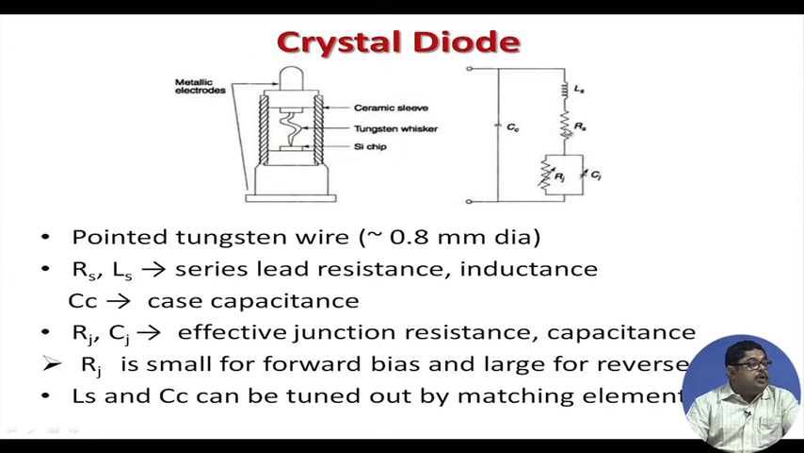Now, in the diode circuit, along with the diode there are leads, etcetera, as you can see in the metallic electrodes. At high frequency, you know that they give rise to some inductance and resistance.